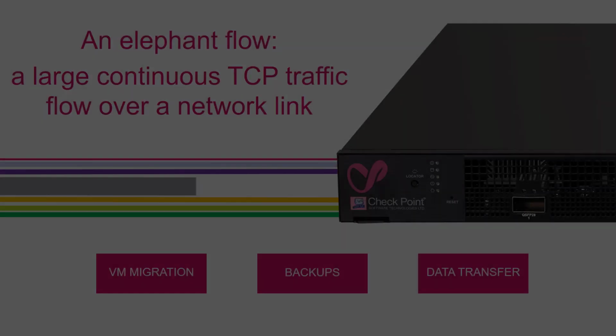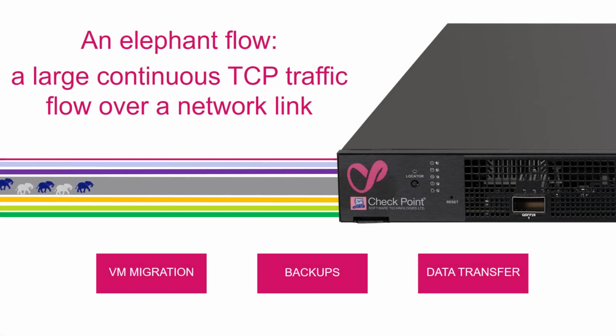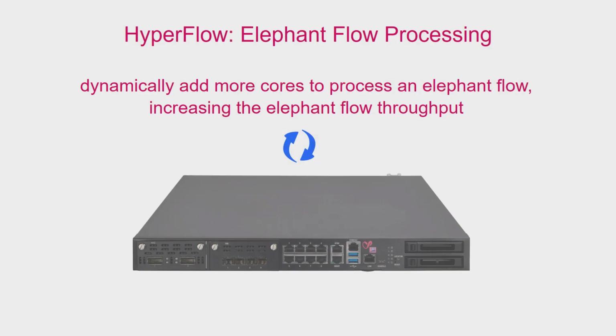Let's look at another example, boosting elephant flow throughput using HyperFlow. An elephant flow is one single network session made up of a large flow of continuous TCP packets. This may happen when backing up a large file or during a VM migration. With a single core assigned to process the traffic, there's a limit on the firewall throughput for that connection.